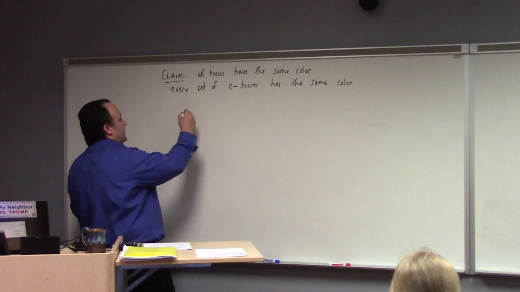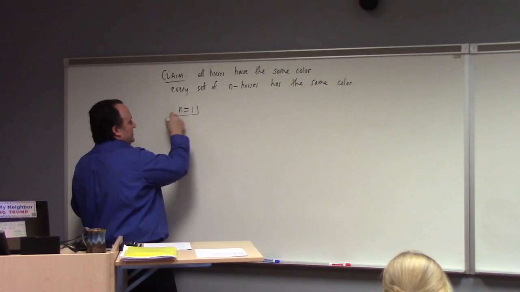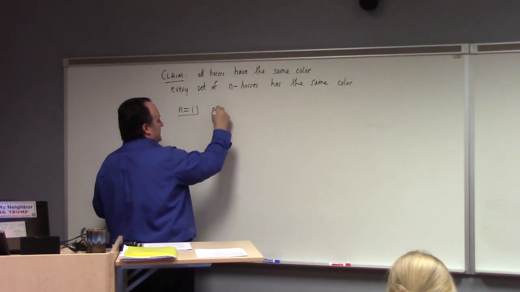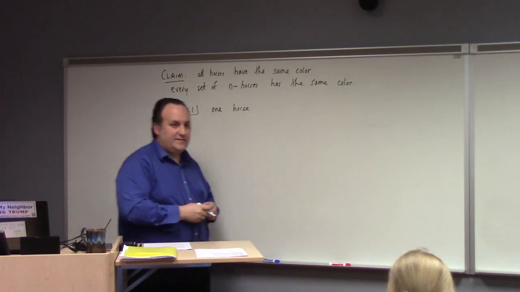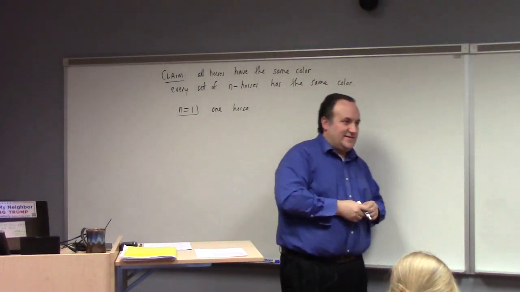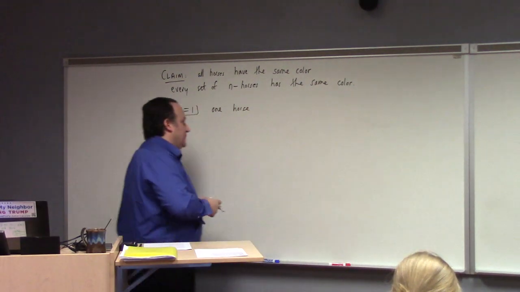So here's how the proof goes. N equals 1. You've got one horse, right? And so it has one color, right? That seems pretty clear. So suppose it's true.